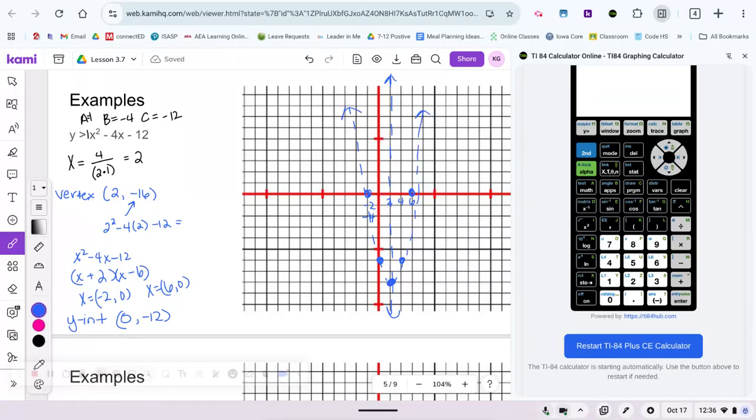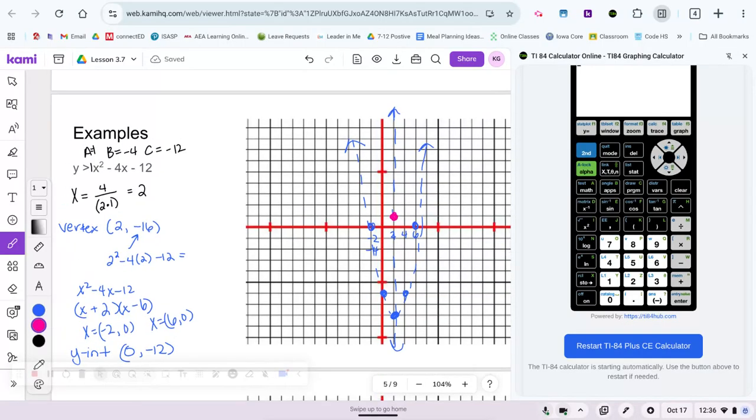And then the last thing I have to figure out is whether I'm going to shade inside my parabola or outside of my parabola. So I'm going to pick a point inside my parabola, like (2, 2). And I'm going to see if that satisfies the equation. And if it does, I'll know that (2, 2) is included in my shaded area. And if it does not, then I will shade outside of my parabola.